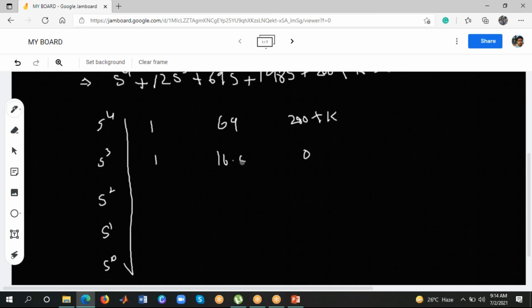16.5. Now we are going to find that s square row. First 69 minus 16.5 divided by 1. 69 minus 16.5, that is 52.5. The value is 52.5. Next 1 into 200 plus k minus 0 divided by 1, so 200 plus k.